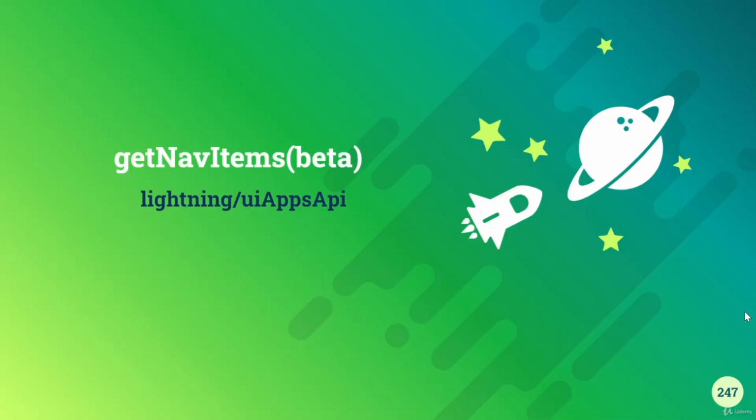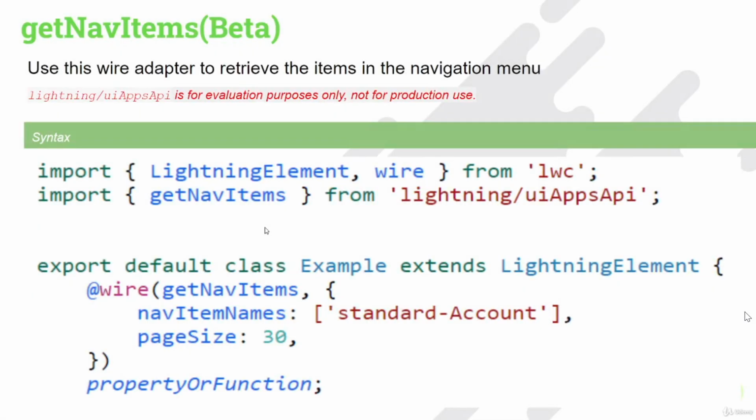In this video, we'll talk about get nav items wire adapter. This adapter is also in beta, and we can import this adapter from a Lightning UI apps API module. So we use this wire adapter to retrieve the items in the navigation menu. And as a note, this adapter currently is not ready for production use, and I'm building this video because in the future this adapter will be available. So it's good to know how this adapter works.